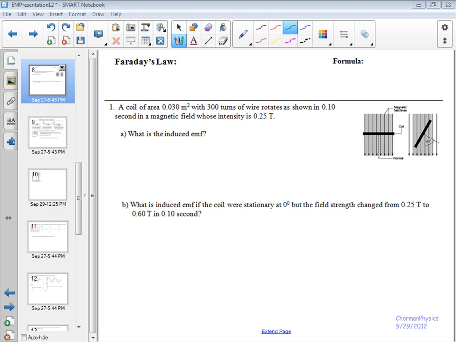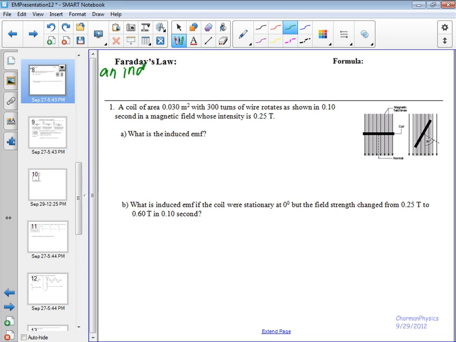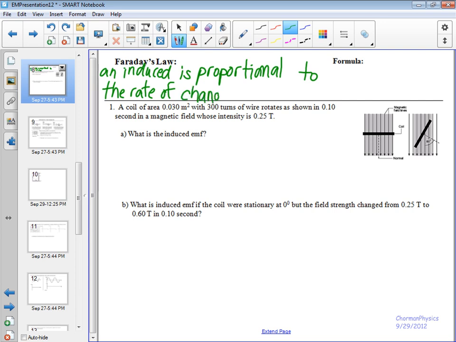We are finally to our good friend Michael Faraday. I'm going to start out actually in the middle of the page of your notes, and I'm going to give you what he discovered: that an induced EMF is caused by, and proportional to, the rate of change of the flux linkage.